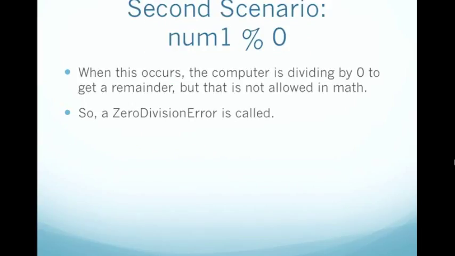The second scenario is probably pretty obvious, and it's when you have num1 modulo 0. And when this happens, the computer needs to divide by 0 to get the remainder. But we all know that's a big no-no in math. So we have a division by zero error that's called by CodeSkulptor.